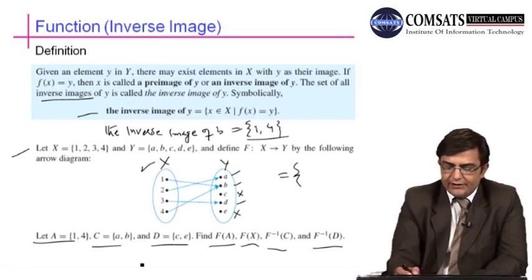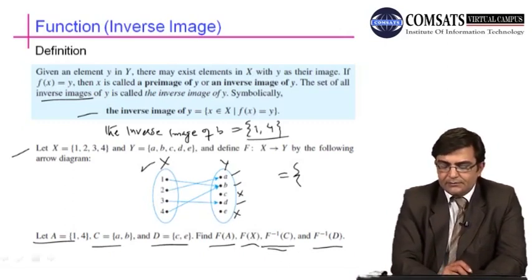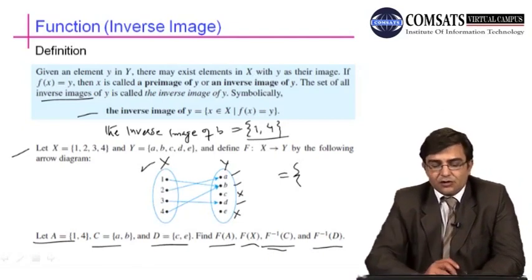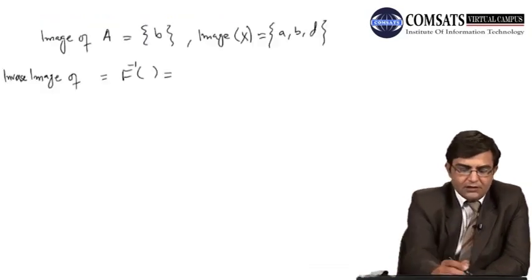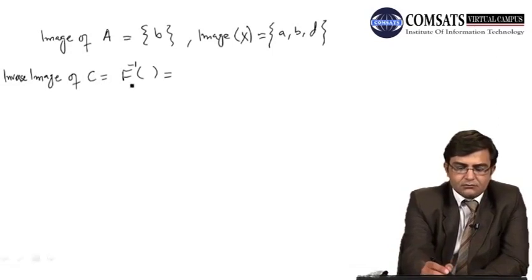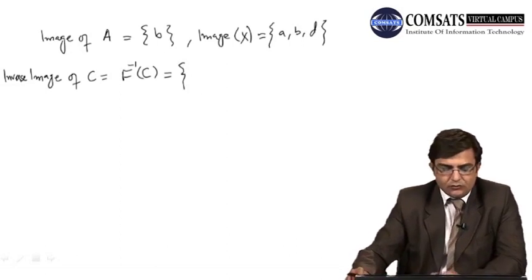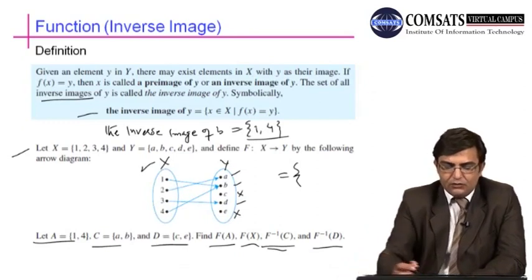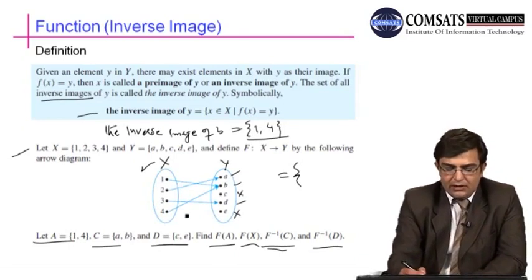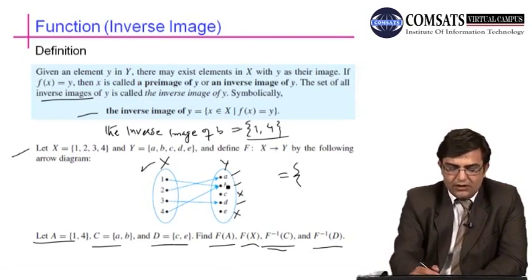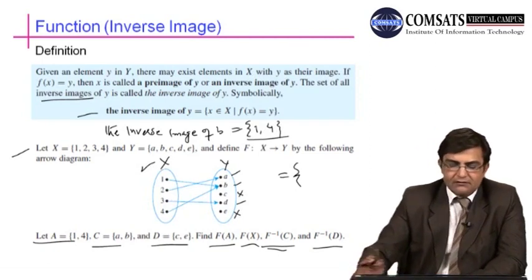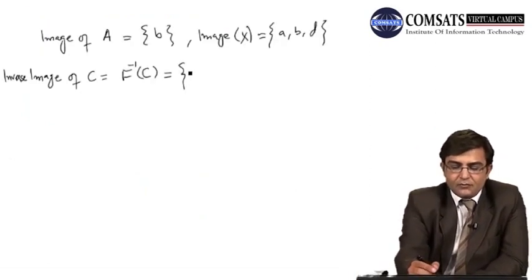Now we have to write F inverse C, which means the inverse image of C. Now C contains what elements? Basically C contains A, B. Now we see here in the arrow diagram, what is the inverse image of A? This is 2, and what is the inverse image of B? This is 1 and 4. So the inverse image of C is basically 1, 2 and 4.